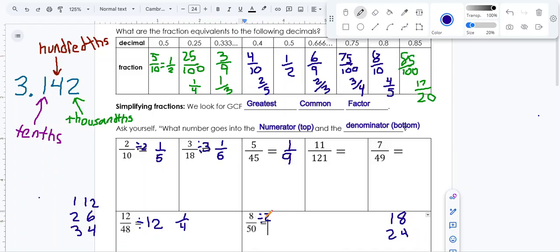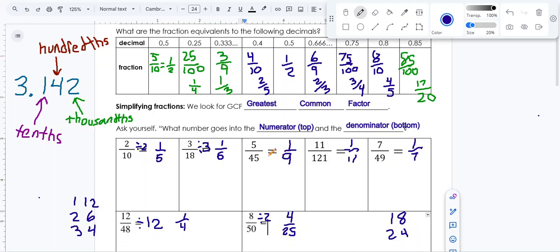So I'm going to divide by 2. 8 divided by 2 is 4. 50 divided by 2 is 25. So my answer here is 4 over 25, okay? This one would be 1 over 11, by the way, and this one would be 1 over 7, because the greatest common factor was 7 for this one and 11 for that one.